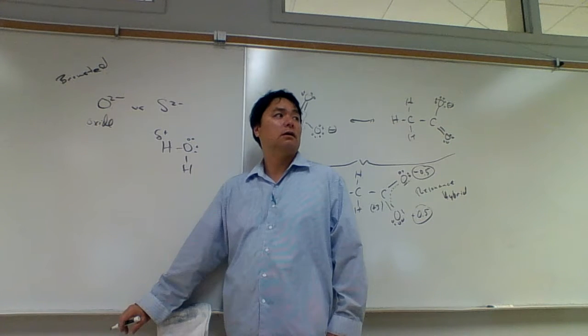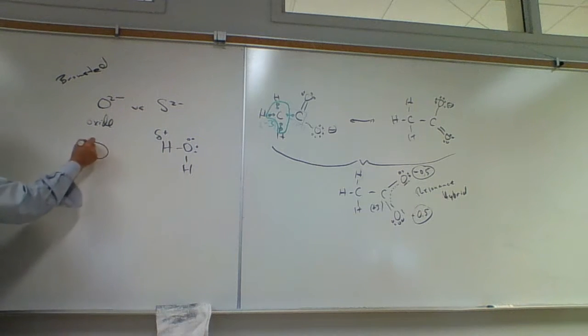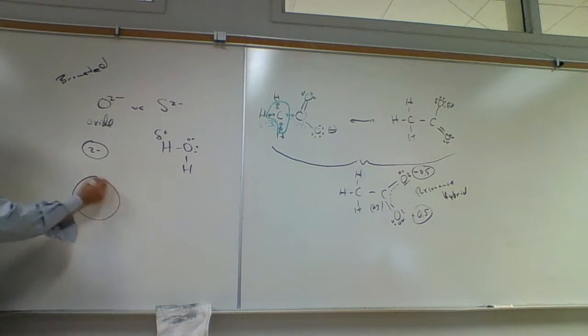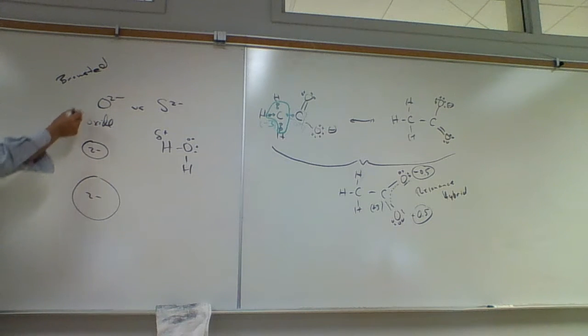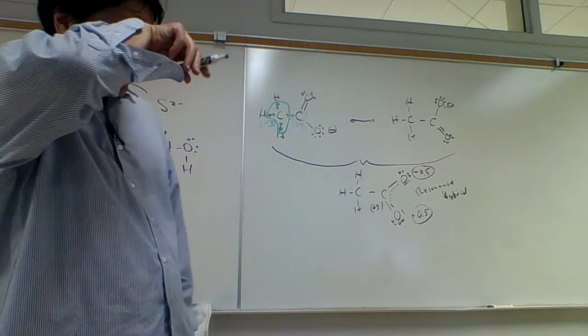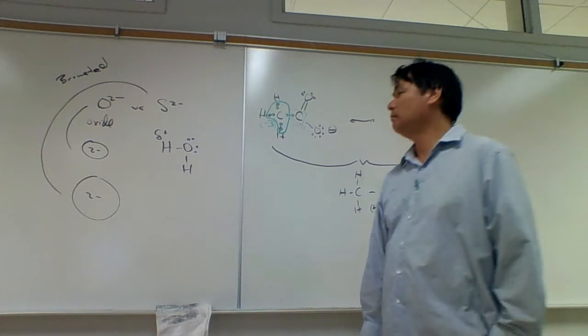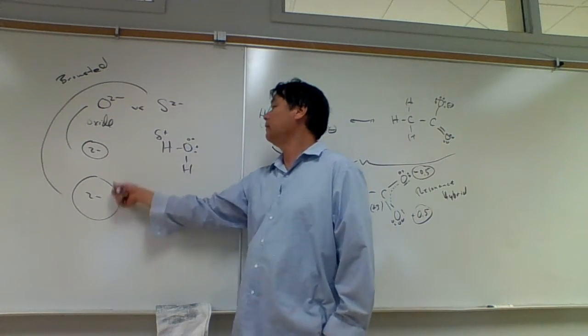Is it still oxide because it's smaller? Yes, that's exactly it. It's oxide because it's smaller. You have a -2 charge here versus a -2 charge here, oxide versus sulfide. And so oxide is going to be better because it has a higher negative charge density than sulfide. That's the reason why.